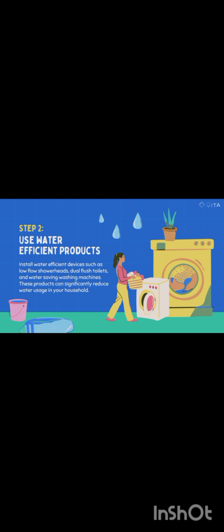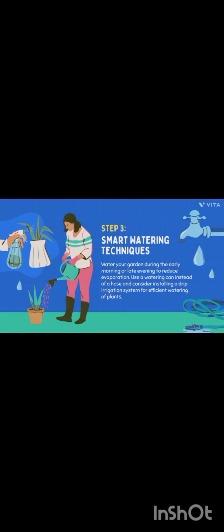The second step is to use water efficient products. Install water efficient devices such as low flow shower heads, dual flush toilets, and water saving washing machines. These products can significantly reduce water usage in our household. The next way is smart watering techniques. Water your garden during the early morning or late evening to reduce evaporation. Use a watering can instead of a hose and consider installing a drip irrigation system for efficient watering of plants. In this way, we can water our garden smartly.